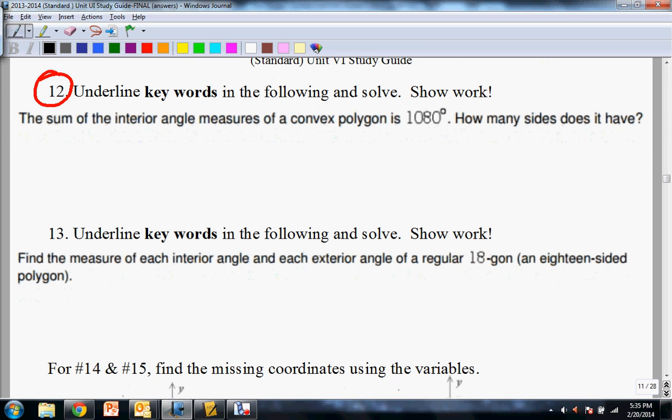It says underline the keywords and solve. It says the sum of the interior angle measures of a convex polygon is 1080. How many sides does it have? Really important. You get used to underlining keywords.